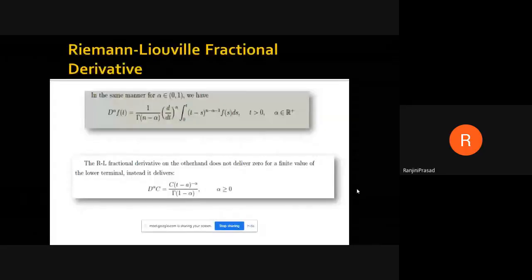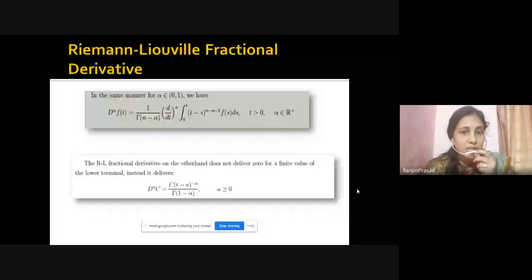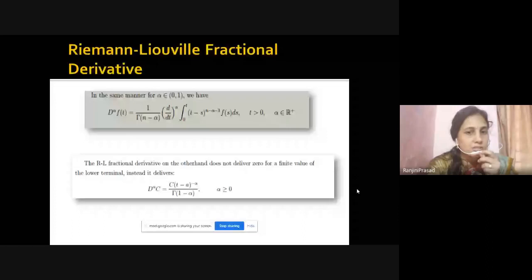Okay, see, I told you that the derivative of a constant is not zero here. D^alpha, alpha is nothing but you can have any value greater than or equal to 0. It is 0 to 1, that means 2, 3 by 2, 5 by 2, like that you can give the alpha value. See, here D^alpha of C, that means d^alpha by dx^alpha of C, the constant value, is not 0. It has the value C (t minus a)^(minus alpha) by gamma(1 minus alpha). So, according to the Riemann-Liouville definition, the derivative of a constant is not zero here. That is the only disappointment of our derivative. Okay, so this is our derivative.